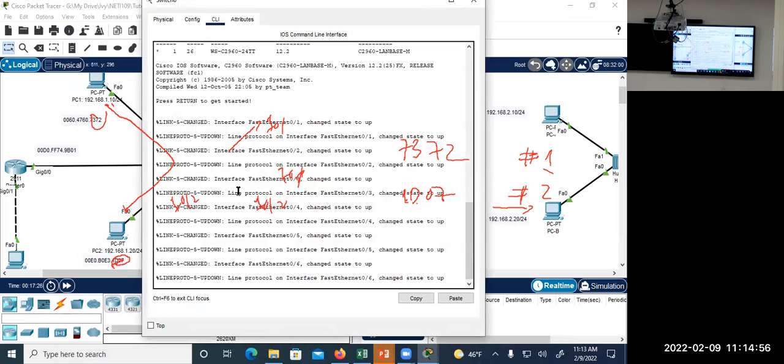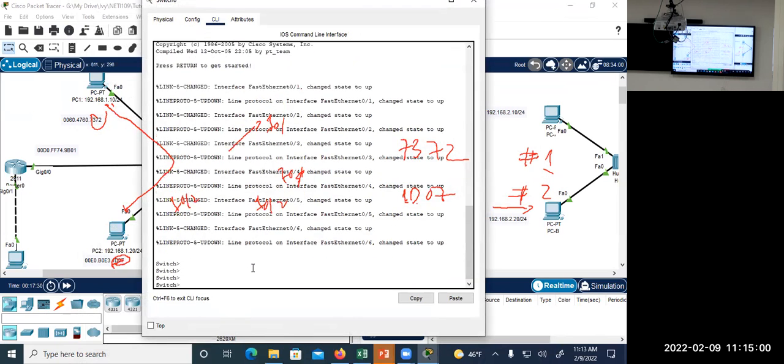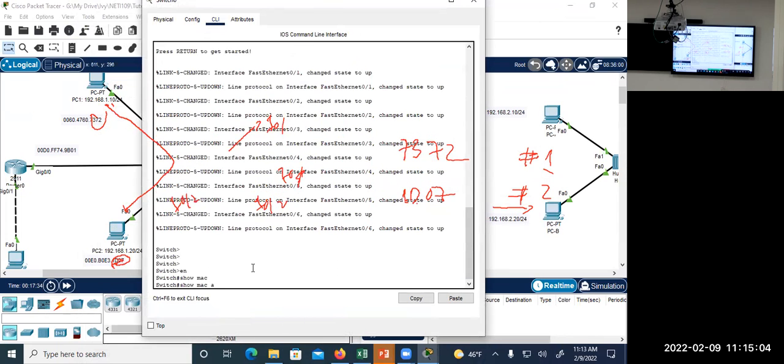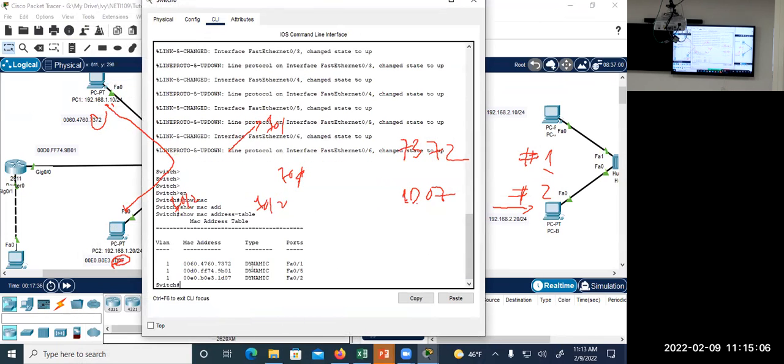Now if you want to look it up in the MAC address table, you have the command show mac address-table. See, if you look at this one, it matches the MAC address. On the left you have the MAC address. You have this one connected to port F0/1, and this one connected to F0/2.